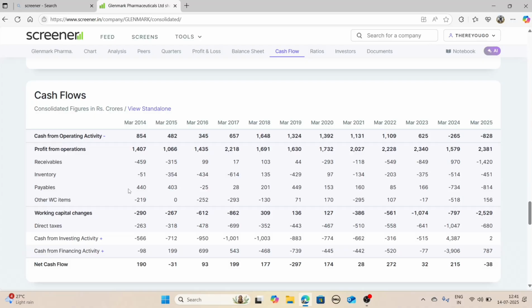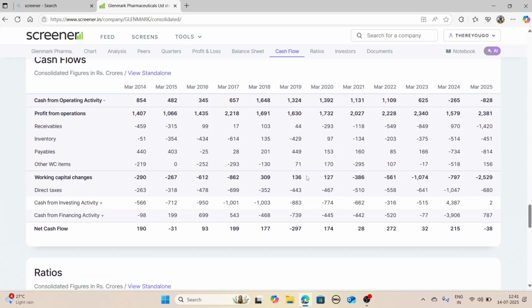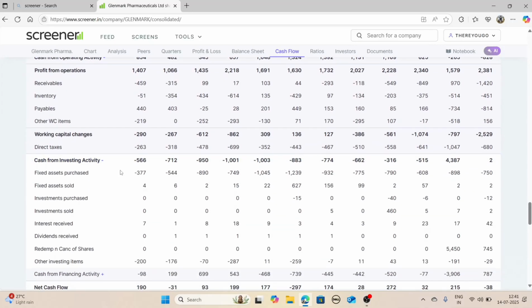Inventory is reducing. That's a good sign for them. Payables. Okay, they have recently paid their creditors. That's good. Okay, working capital changes. Direct taxes. They are paying for the fixed asset purchase. Yes, that's the thing. Activity from cash from investing. Okay, they are actively purchasing fixed assets.